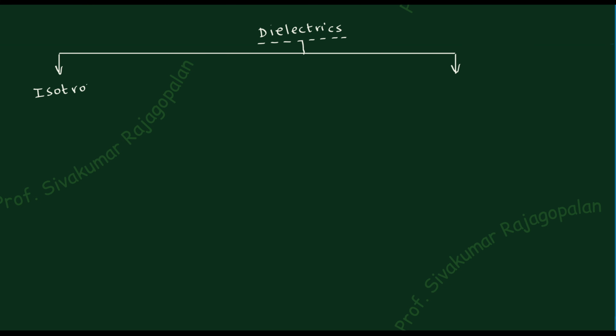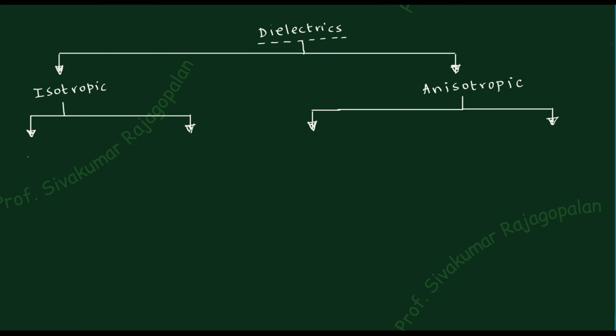I mean, they divided. One is the isotropic dielectric. The other one is the anisotropic dielectric. So each one of them can be further divided into linear dielectric and non-linear dielectric. So even in the previous case also you can do, and here also you can do. So in both the cases, linear, non-linear. Okay, that's all about it. And this is how the classification is going to be.